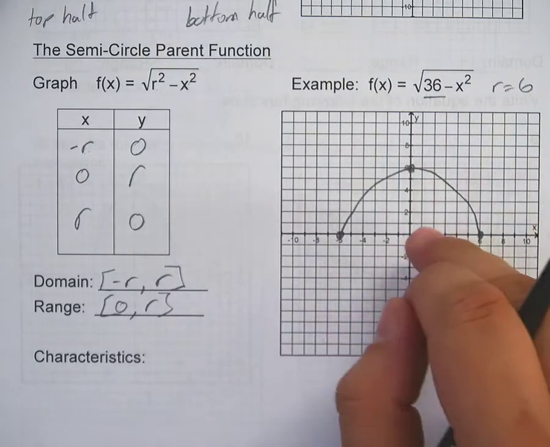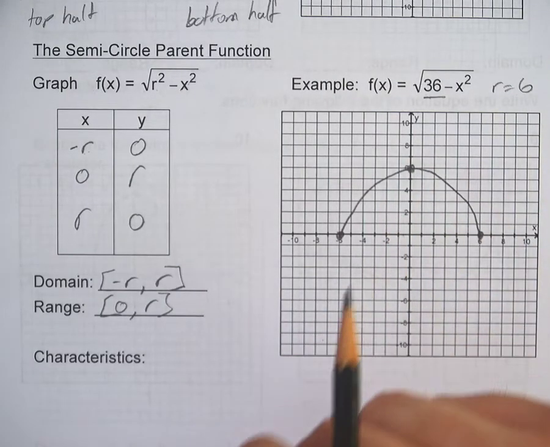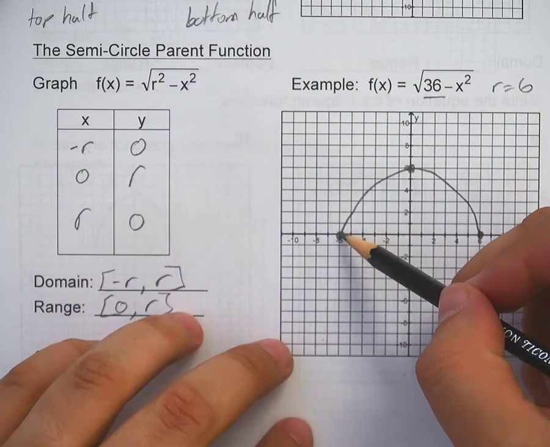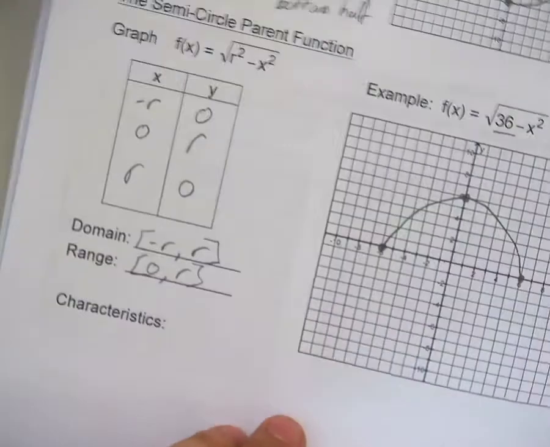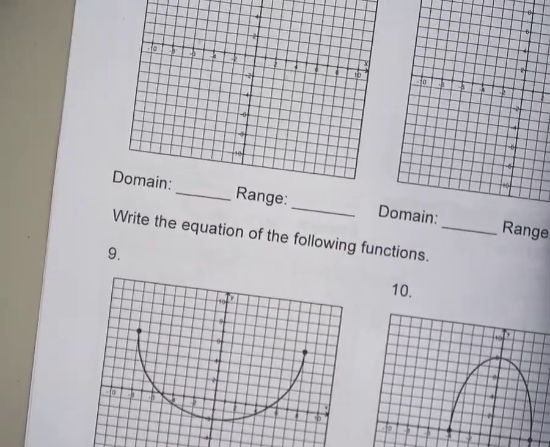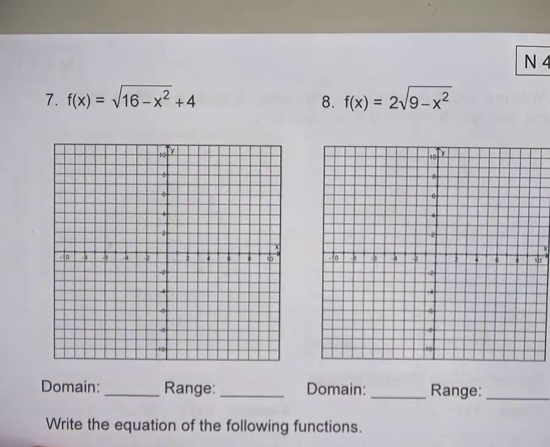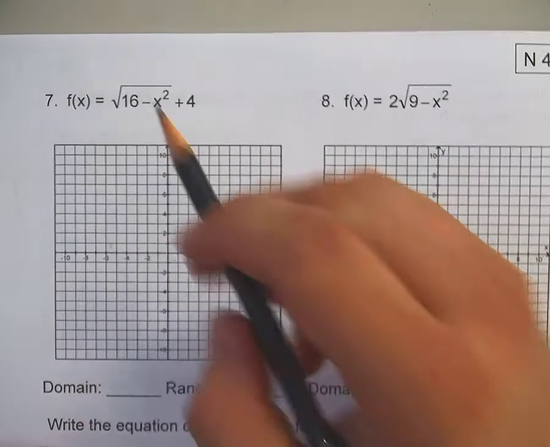This is considered an even function because it's a y-axis symmetry. It's increasing from here to here, decreasing from 0 to r. And that goes under characteristics, but that's irrelevant. Excuse me. So very quickly, a couple of examples.